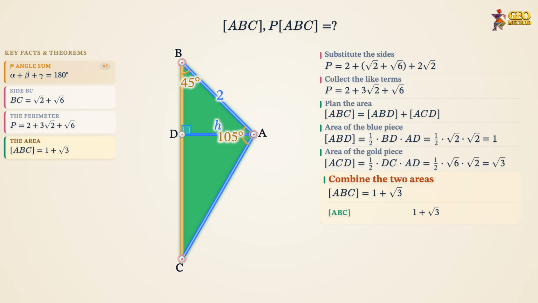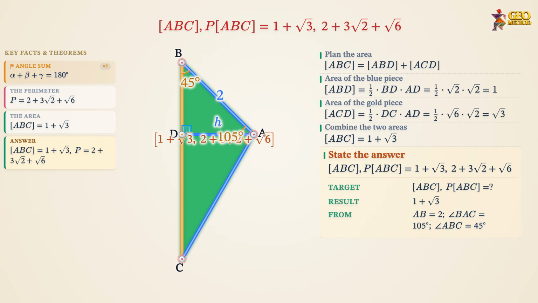Gluing the blue piece and the gold piece back together, the whole green triangle ABC has area 1 plus root 3. The area is done. So the answer is 1 plus square root of 3 and 2 plus 3 square root of 2 plus square root of 6.